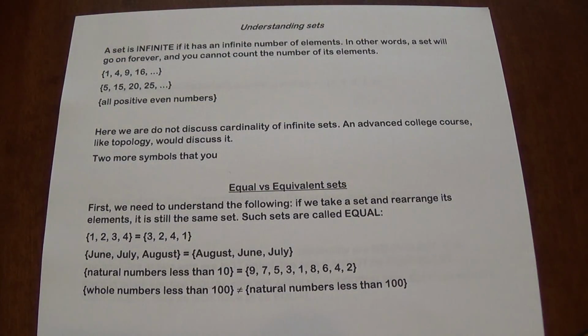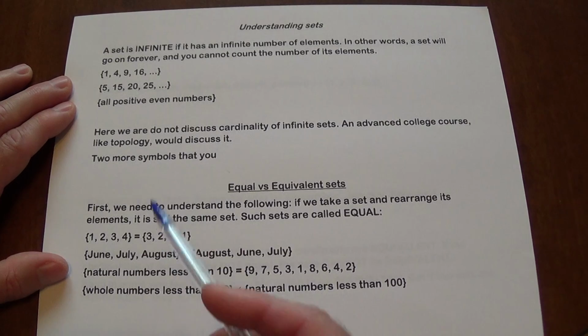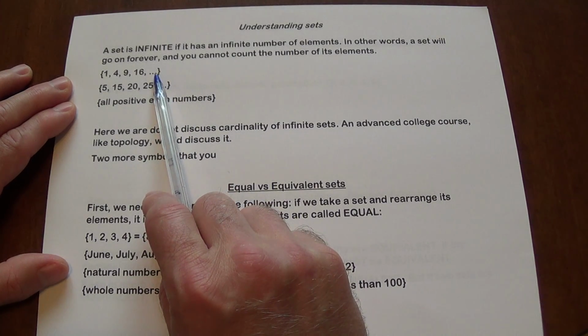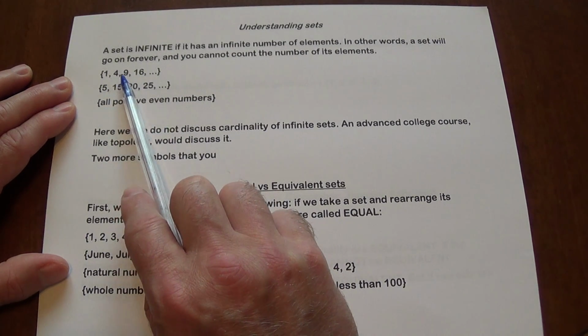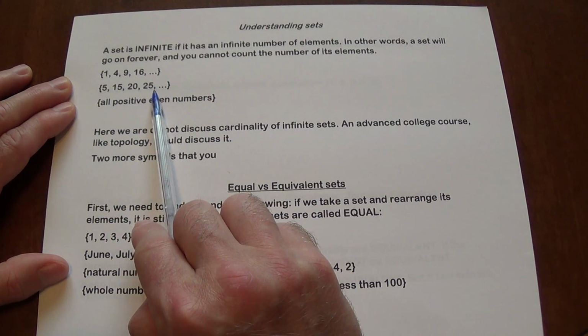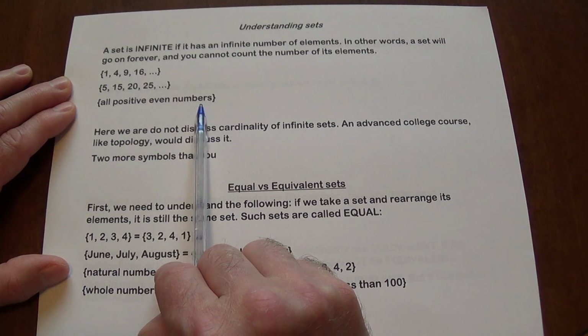So what's an infinite set? It's obviously a set with infinite number of elements and you basically cannot count them. So here are some examples. You can always recognize it by dot dot dot without anything that's going to follow it. So this is a list of perfect squares. It keeps on going. Here's a list of multiples of 5. Keeps on going. Or we can even write something like that. All positive even numbers. We know this set's going to go on forever.